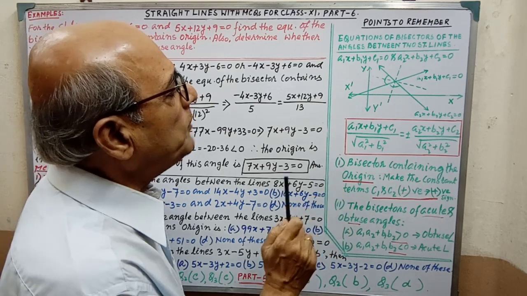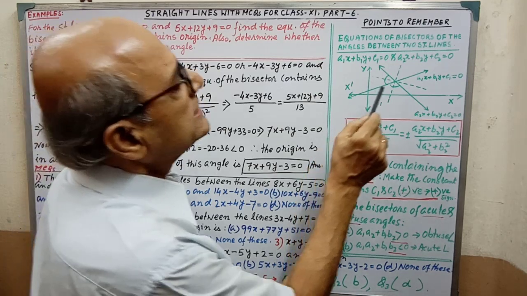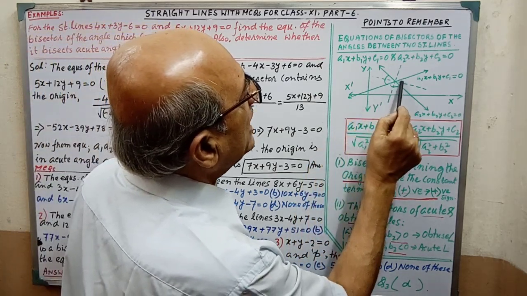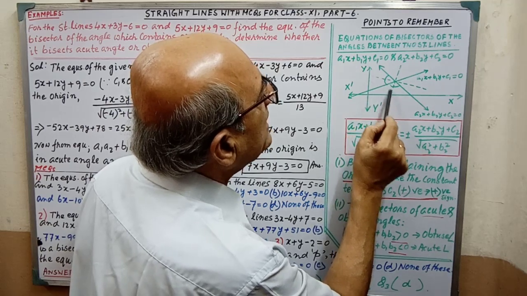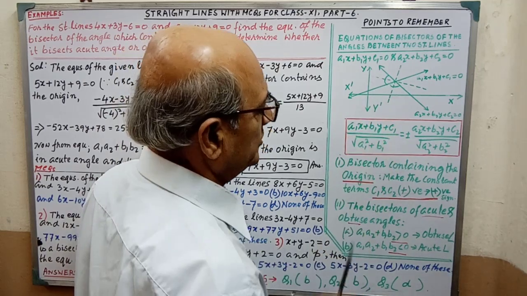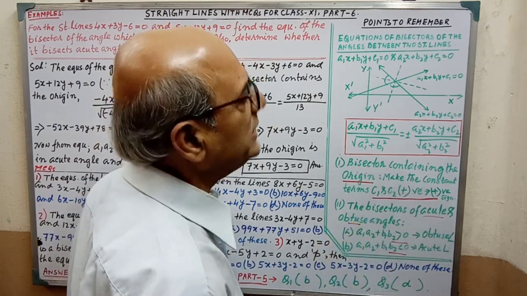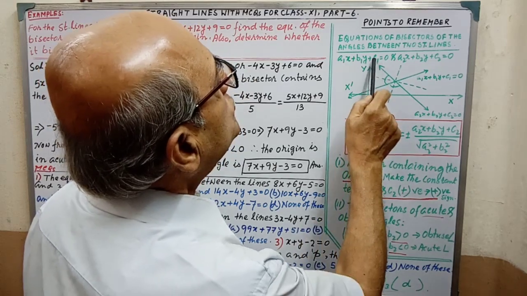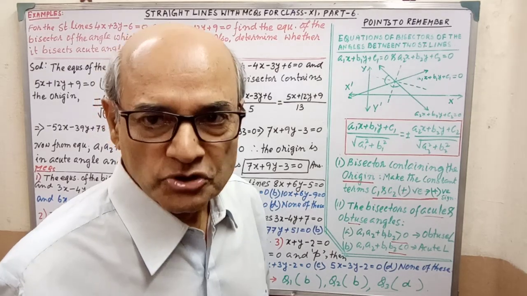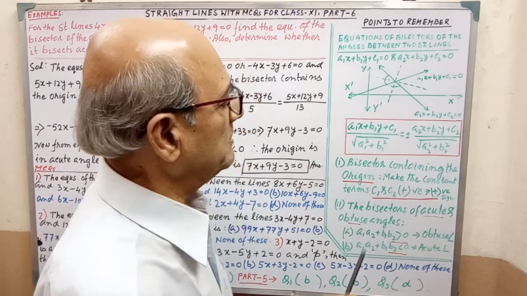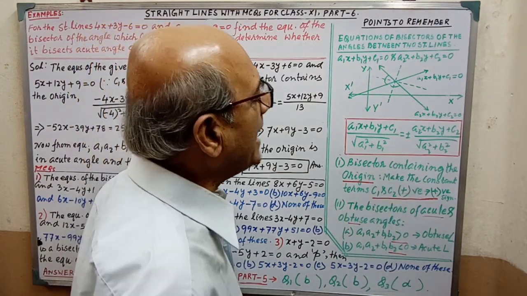And there is more information. Bisector containing origin. This is the bisector and this is the line, and this is the origin. Inside of the bisector and line, this is the origin. So you have to make the constant positive. If you see the equation is not given positive, then you have to make it positive. After making it positive, then you have to consider only the plus sign.